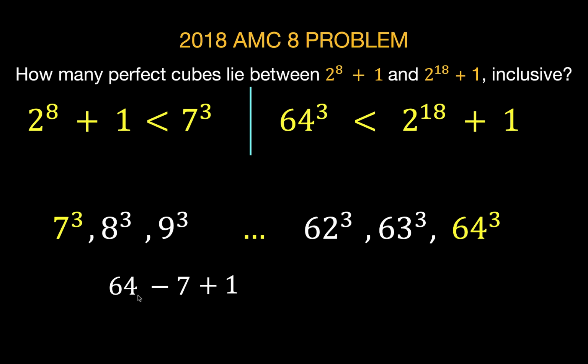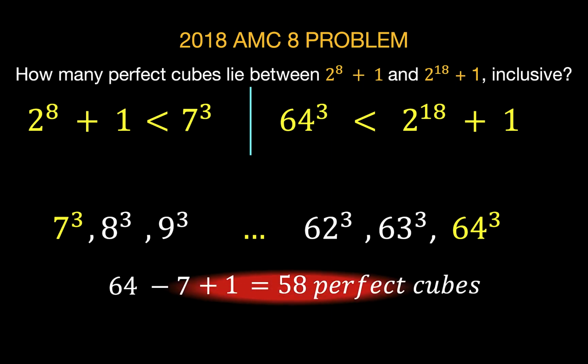So adding and subtracting now from left to right, we have 64 minus 7 plus 1 equals 58. There are a total of 58 perfect cubes in between 2 to the 8 plus 1 and 2 to the 18 plus 1 inclusive. And this problem is now solved.